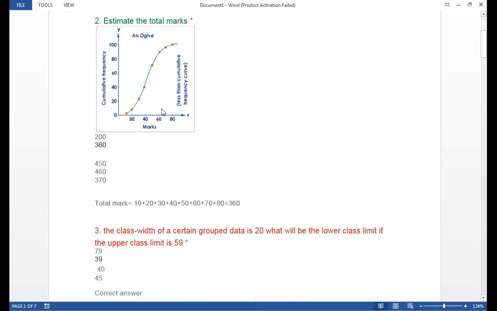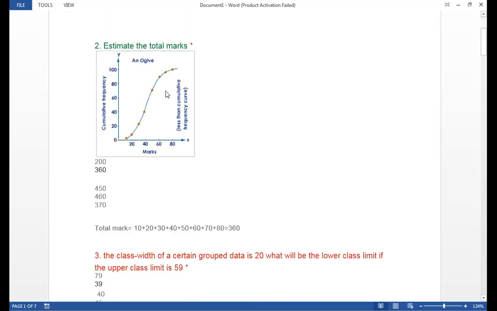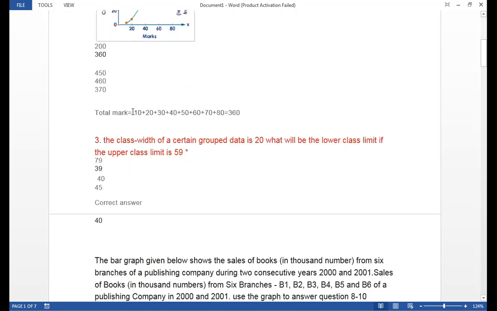Consider question 2. This is an ogive, or cumulative frequency graph. Now this is very easy. The question is asking for the total mark here. Just notice that this point is 10, this point 20, this 30, this 40, 50, 60, 70, 80. All we need is to sum everything together. If you sum 10 plus 20 plus 30 plus 40 plus 50 up to 80, you are going to get 360. So 360 is the correct answer here.